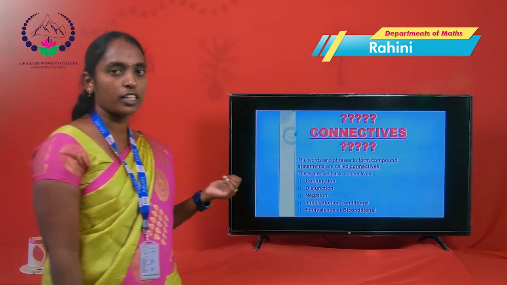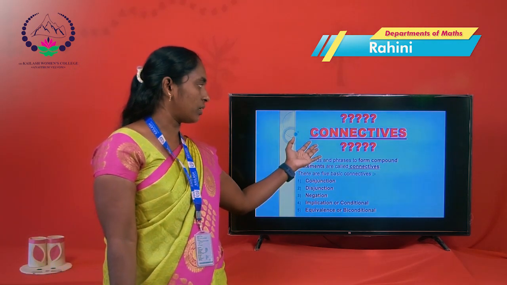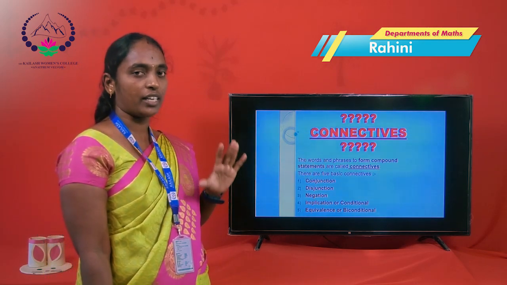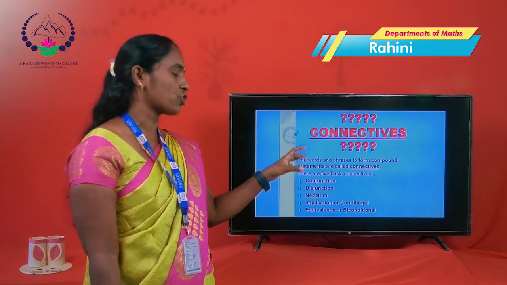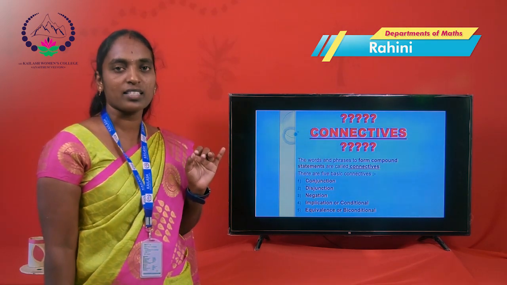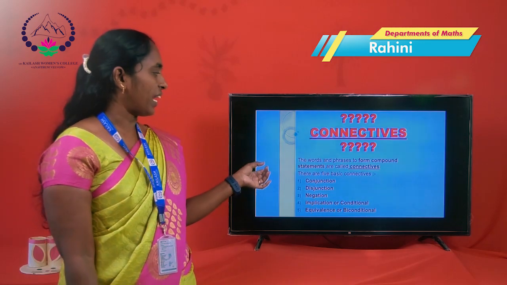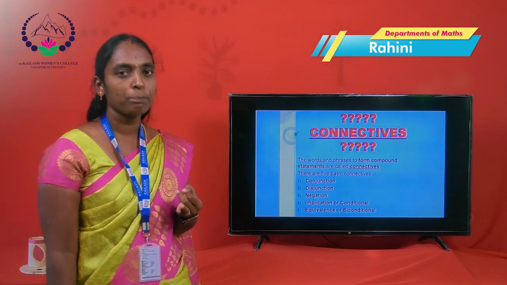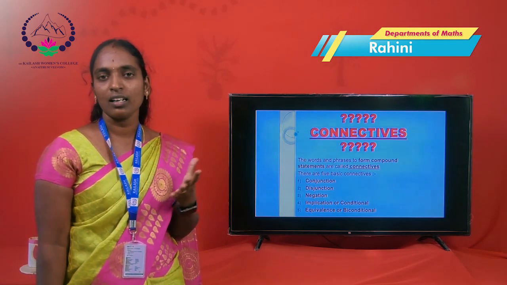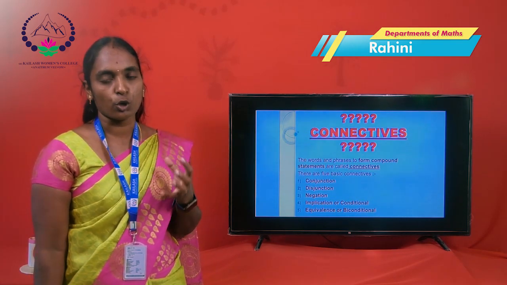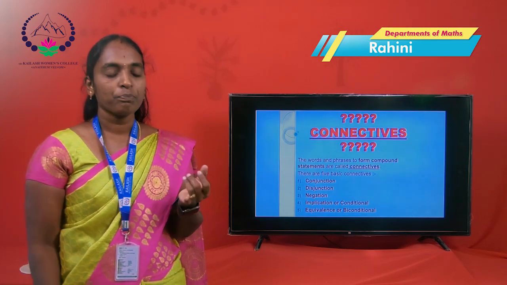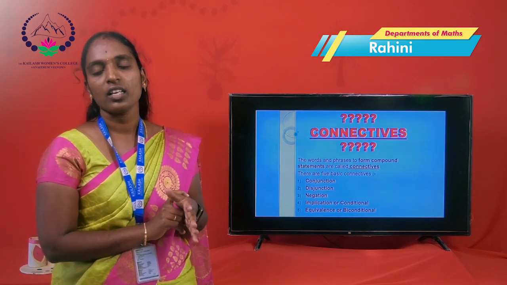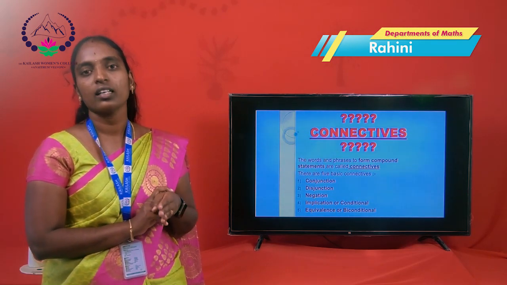So shall we go to the topic? Connectives. So let us see what is connective. The definition of connective is, the words and phrases used to form compound statements are called connectives. Connectives have five types: conjunction, disjunction, negation, conditional, biconditional. Connectives have totally five types. We say and, or, negation, if then, if and only if. These five are called connectives.